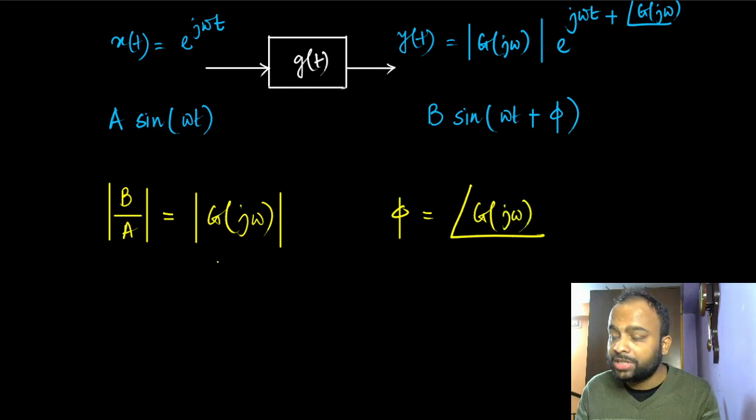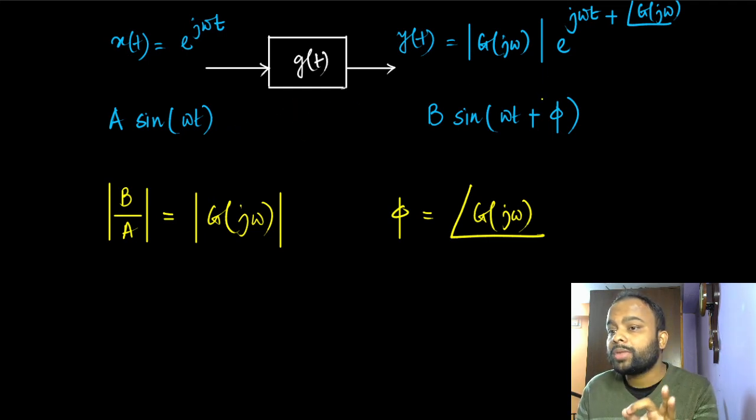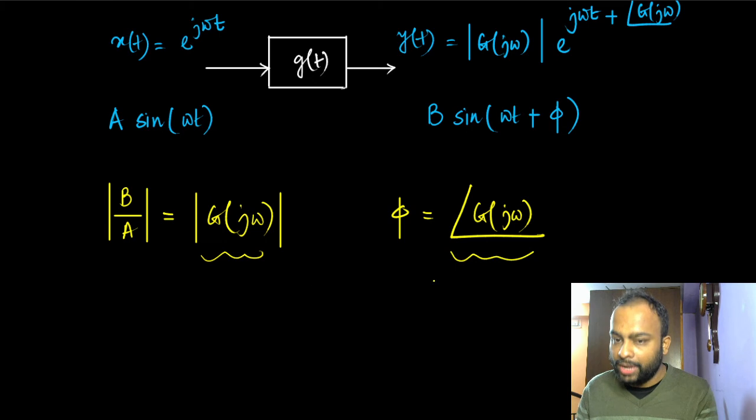And this complex function G(jω) determines how this system will change the magnitude of the input signal. And this angle φ, the angle of G(jω), determines how much phase shift there will be in the output signal compared to the input signal. Now this function itself is a frequency dependent function, so this is entirely dependent on frequency, right? So if the frequency changes, the value of |G(jω)| and the value of angle G(jω) will change.